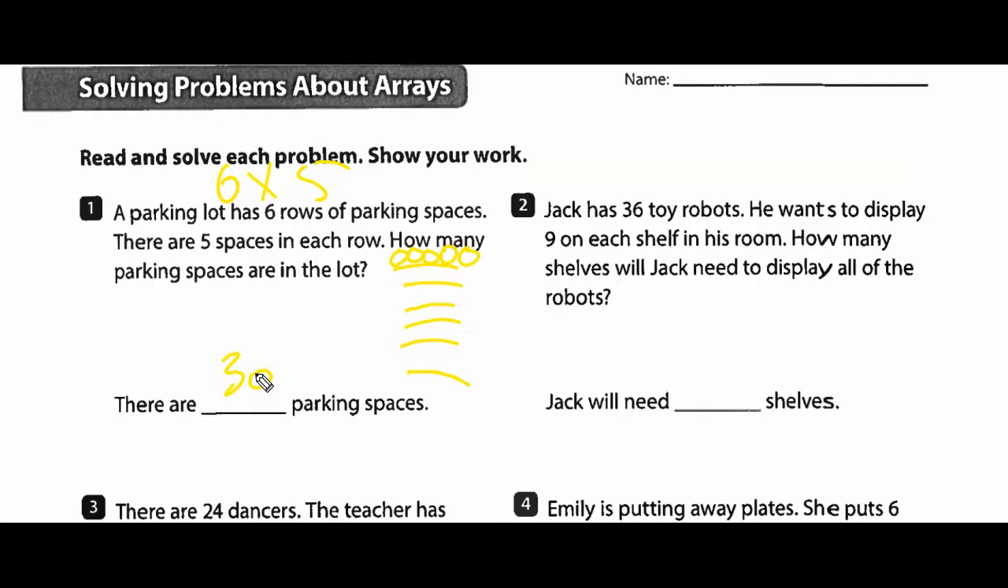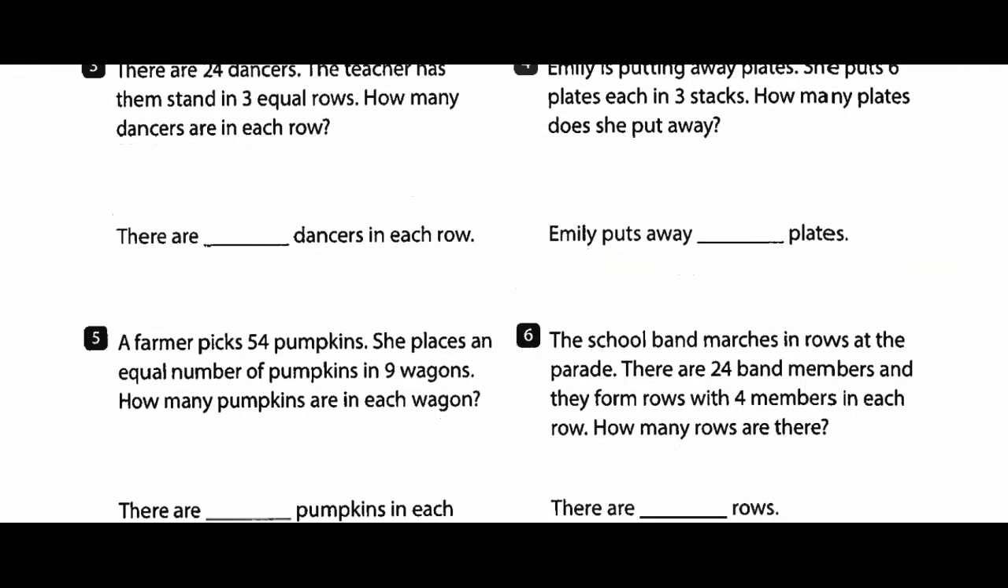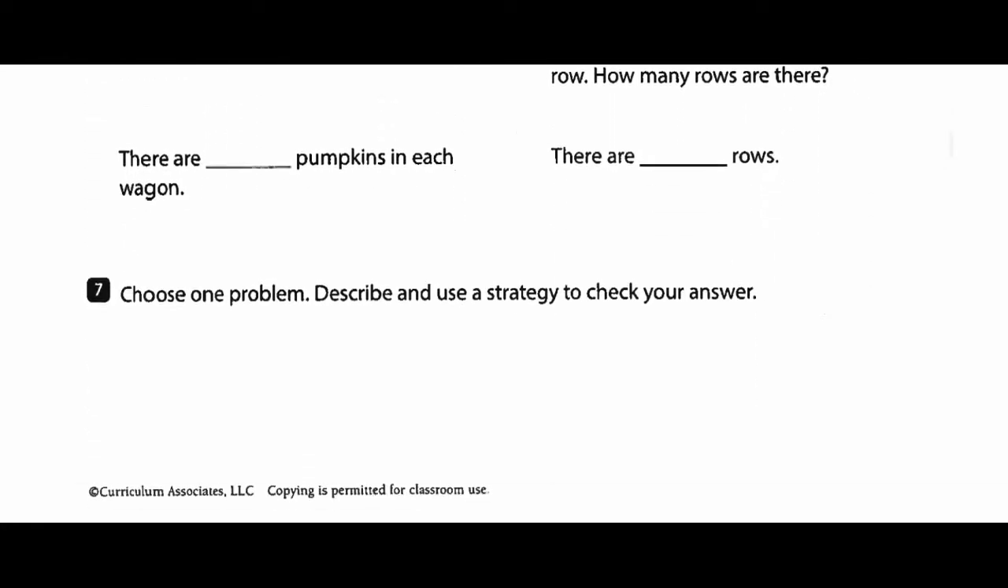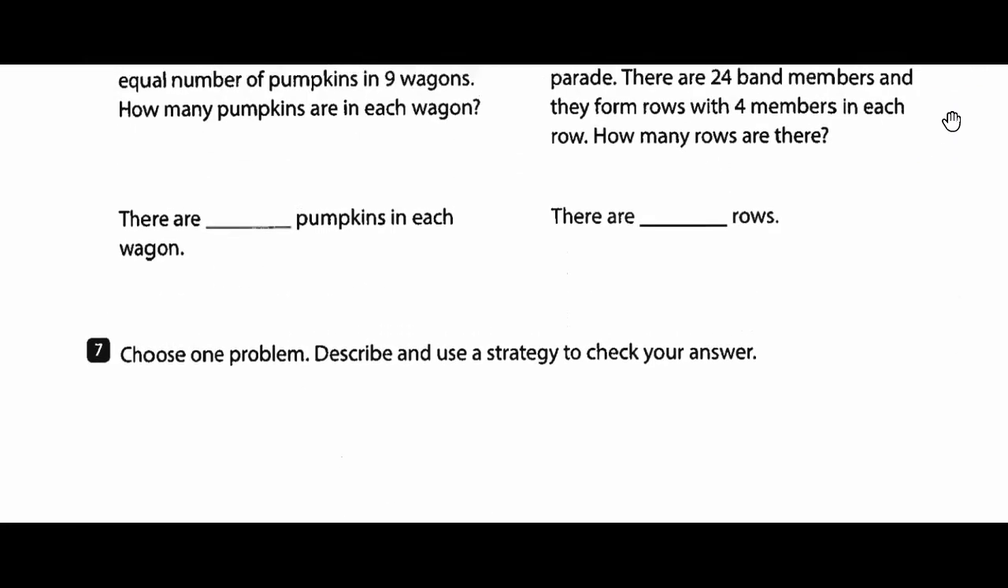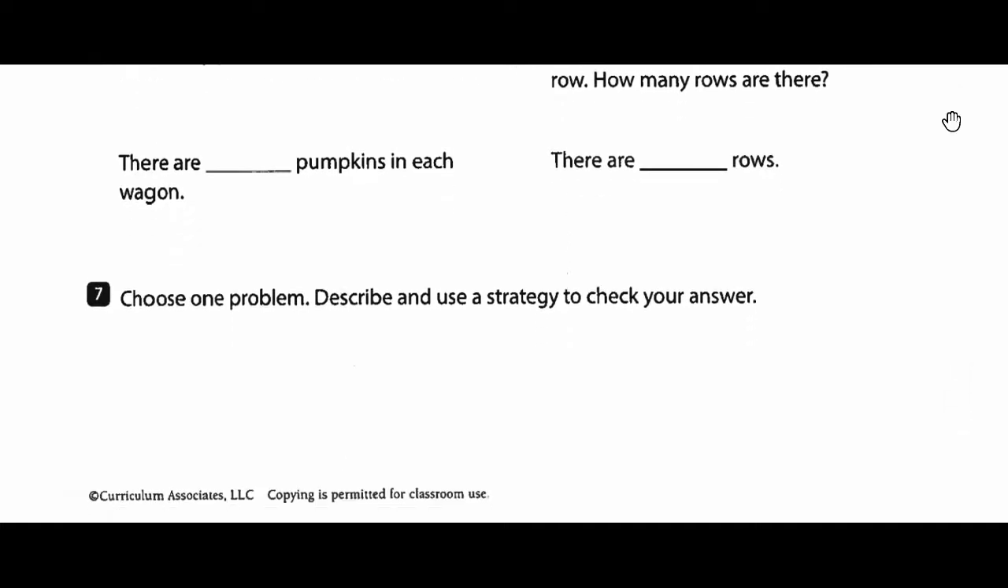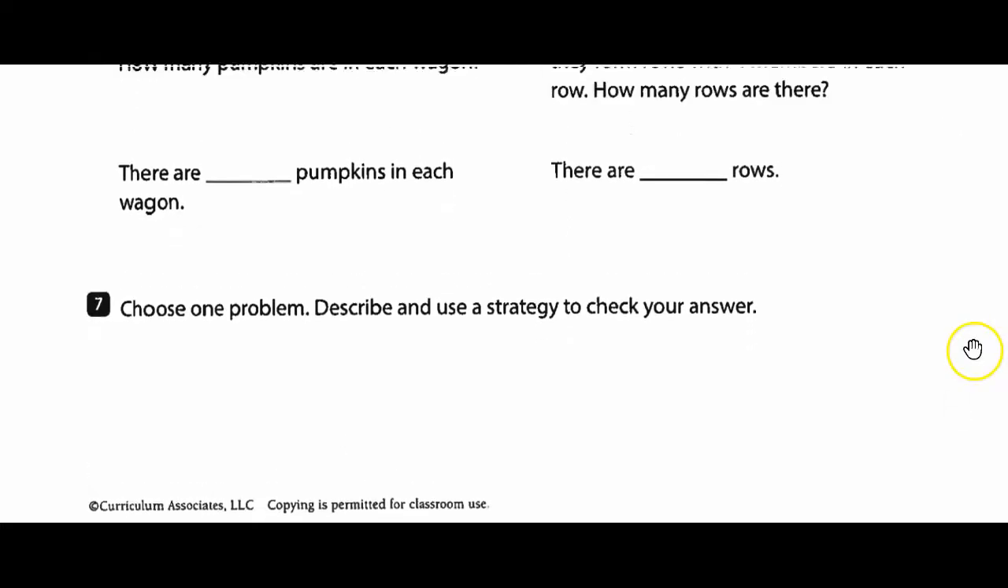You'll do similar. You're going to solve the math of the word problems for those. For 3, 4, 5, 6, 7. Choose one problem and describe and use a strategy to check your answer. So choose one of these problems, and you can do an array or equal groups.